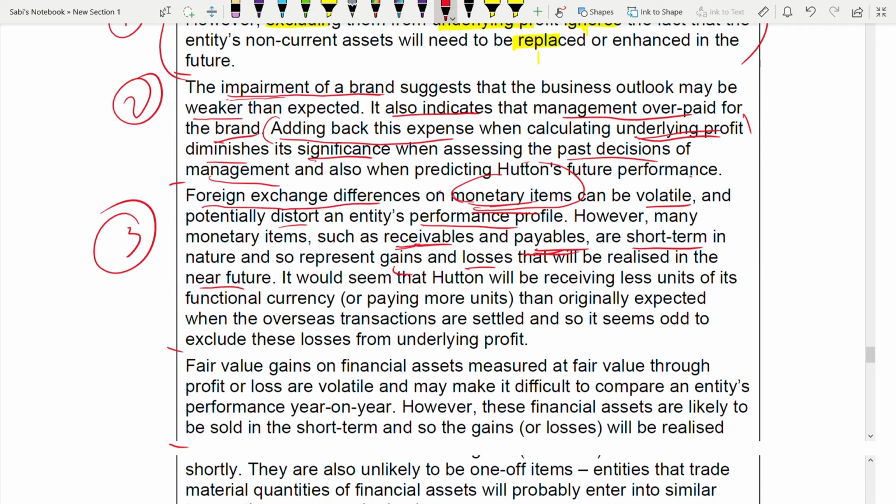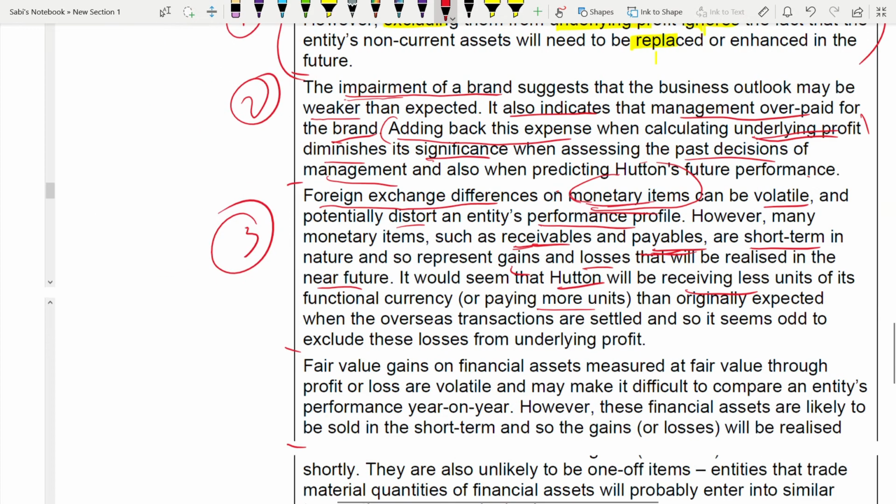Okay, so it would seem that Hunter always refer it back to the company. Don't keep your answers in general sentences. At least once in your answer you have to mention that company. It shows you are linking to the company. So it would seem that Hunter will be receiving fewer units of his functional currency or paying more. So you're receiving less or you're paying more in this case.